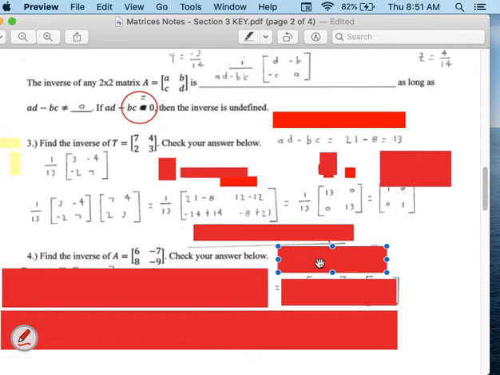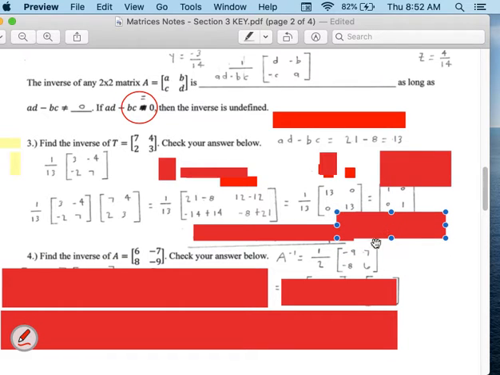2. Good job. So you get 1/2 as the number out front. Is everyone okay with that? 6 times -9 minus 8 times -7 is 2. And you can just type it straight into your calculator. Okay? And then you rewrite this matrix by swapping the 6 and the -9 and changing the signs of your 8 and 7. So you're going to get -9, 7, -8, 6.